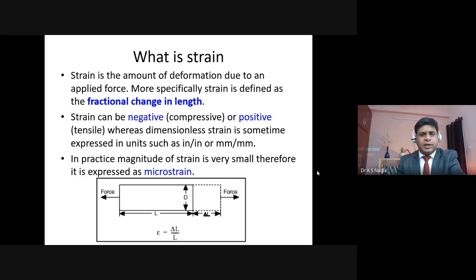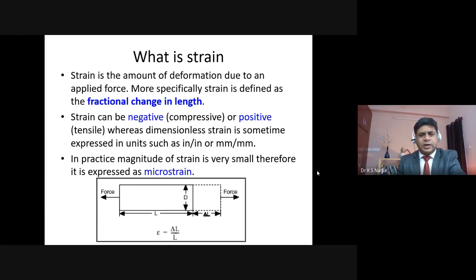So the strain can be negative or it can be positive, if it is tensile or if it is compressive. And in practice, the magnitude of strain is very small. Therefore, it is expressed as a micro strain. So while designing a sensor transducer, which is based on a strain change principle, it is a micro strain.